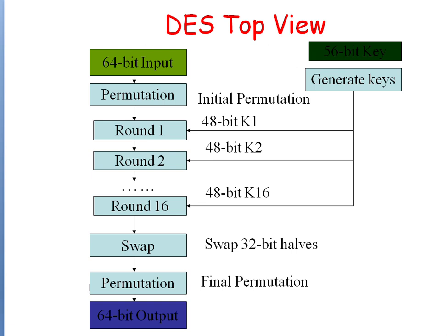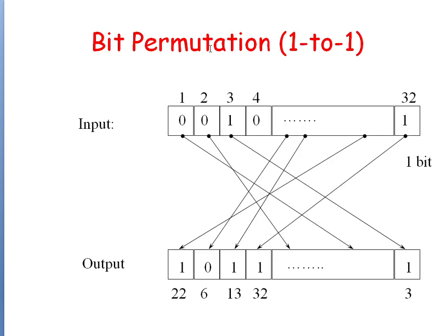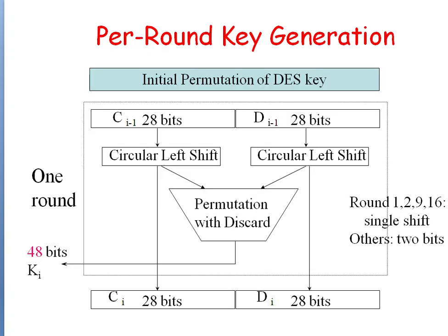This is the overview of DES, and this is the permutation, a one-to-one permutation, that is shifting of bit positions, for example the 1st bit going to the 6th bit, like that. Bit permutation will occur.